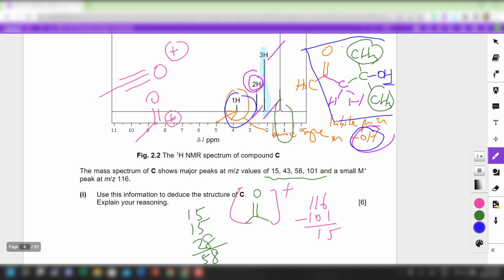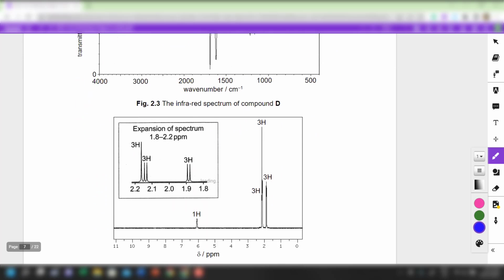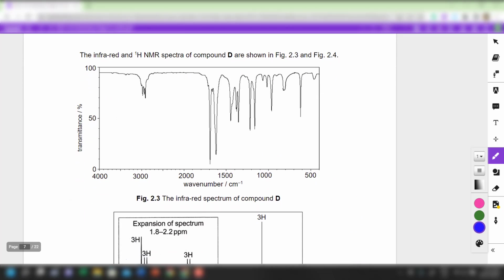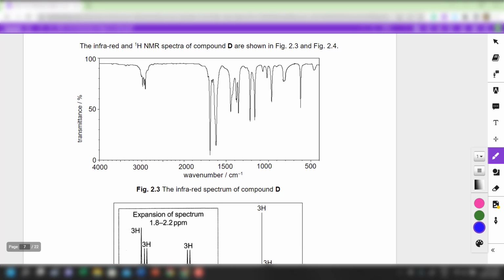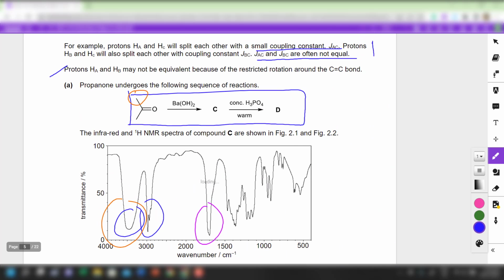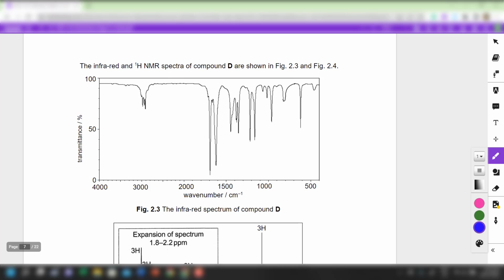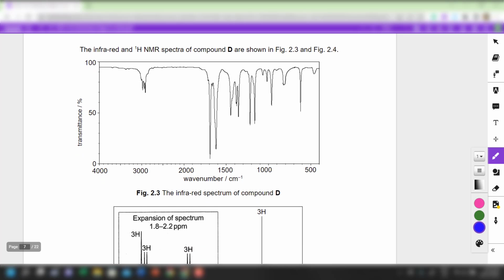Okay, so next we're going to move on to part 2. The next part is a long part as well. We have the infrared and 1H NMR of compound D, shown in figure 2.3 and 2.4. If we go back to the question, D is produced when C is subjected to concentrated phosphoric acid and warm. As I mentioned earlier on, this is likely to be some form of dehydration. So again, we need to confirm by looking at the 1H NMR, mass spec, and IR.